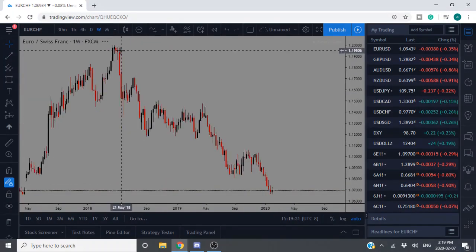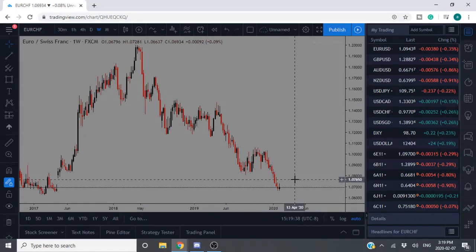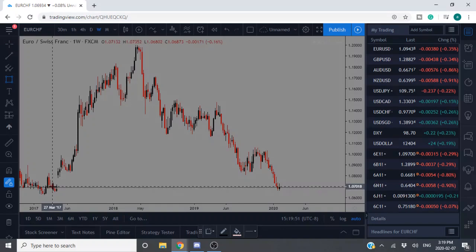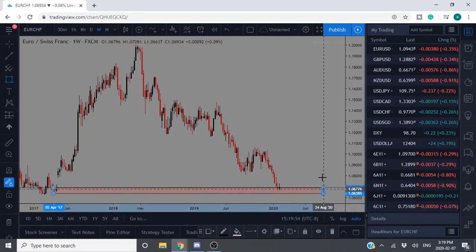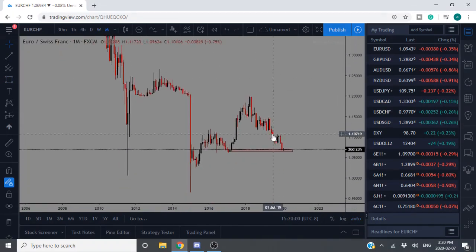Okay, Euro Swiss. Let's first start off by saying clearly Euro Swiss has been getting pounded. We are sitting inside this beautiful drop-based rally demand zone. It's kind of like a level on top of level, drop-based rally. It's also a monthly demand too, if we can see on the monthly chart.